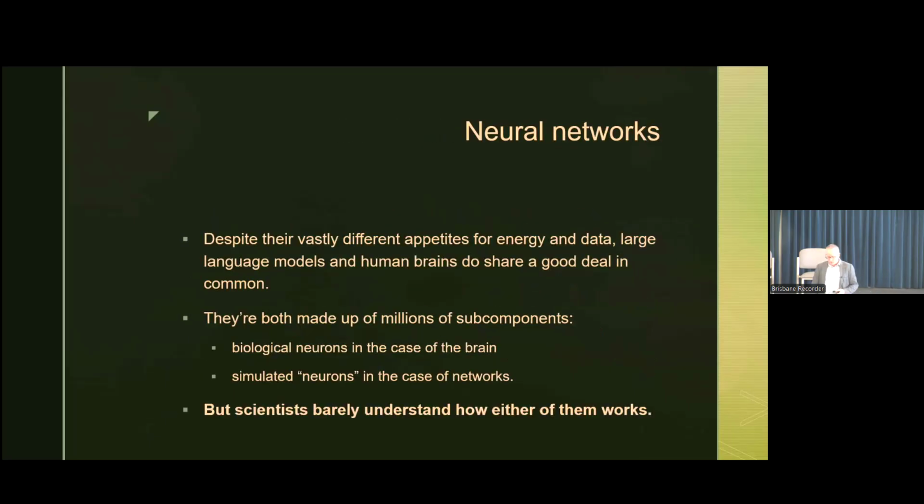So the last slide on neural networks. Despite their vast appetites for energy and data, things like language is something that AI, large language models, have a struggle with, even if the human brain and those models share a lot in common. And let's face it, they're both made up of millions of subcomponents, so biological neurons and simulated neurons in the case of AI. But you know what? Scientists barely understand how each of them work. So there's still a lot of unknowns about these networks.